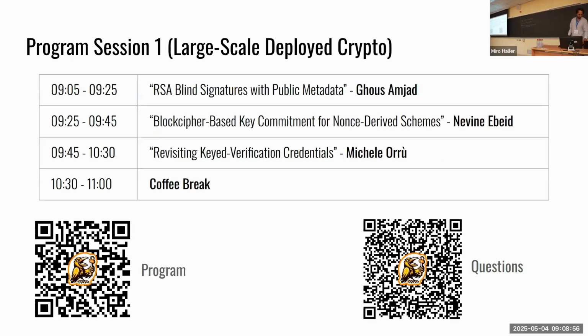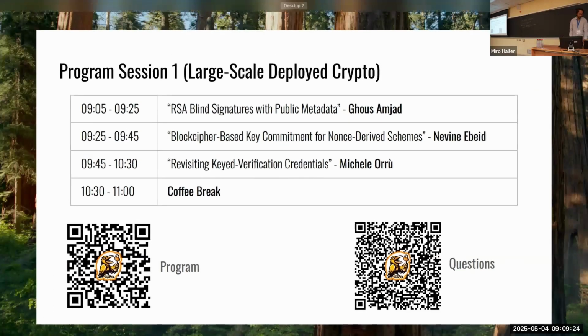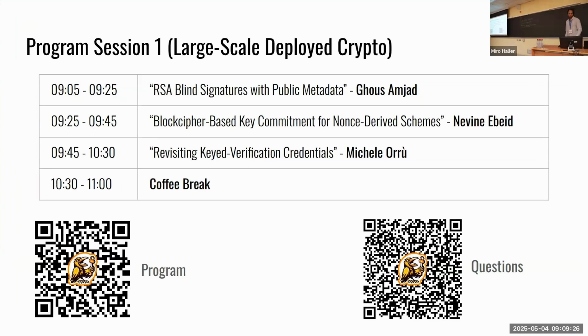Okay, now without further ado, let's move to the first session, large-scale cryptography. We will have two talks from people working at Google and Amazon, respectively. And I don't need to tell you that whatever these companies deploy affects the life and the security of millions of people. So that's why we're interested in this kind of cryptography. And this leads me to introduce our first speaker, Ghous.